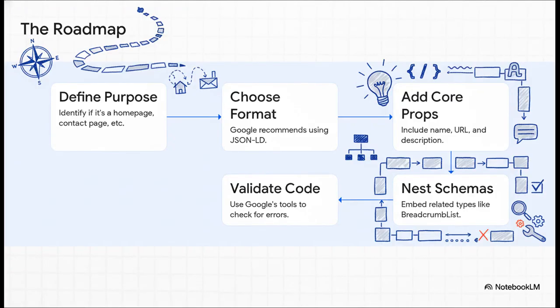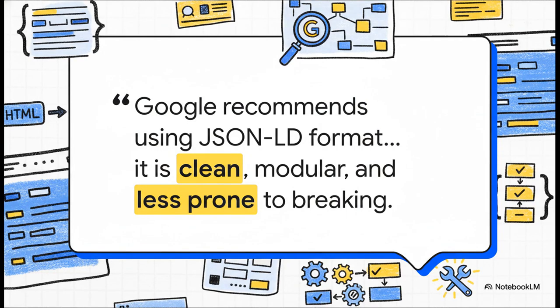So here's our roadmap. It's pretty straightforward. First, you just define what the page is for. Then you choose the right format, we'll talk about that. Add the basic info, nest other schemas if you need to, and last, but definitely not least, you have to validate your code. When it comes to format, honestly, the choice is a no-brainer. Google itself recommends using JSON-LD. And why is that? Well, because you can just drop a clean block of code onto your page without messing with any of your existing HTML. It's just so much easier to manage, and it's way less likely to break something.